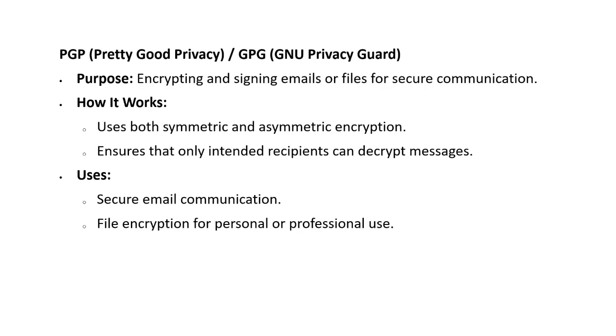6. PGP, Pretty Good Privacy/GPG, GNU Privacy Guard. Purpose: encrypting and signing emails or files for secure communication. How it works: uses both symmetric and asymmetric encryption. Ensures that only intended recipients can decrypt messages. Uses: secure email communication. File encryption for personal or professional use.